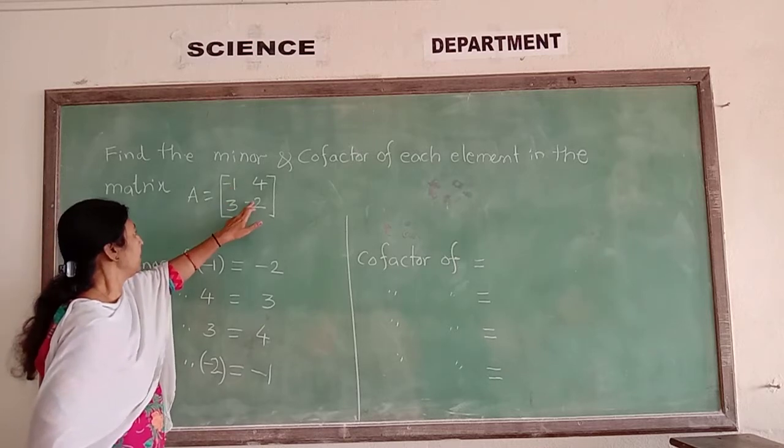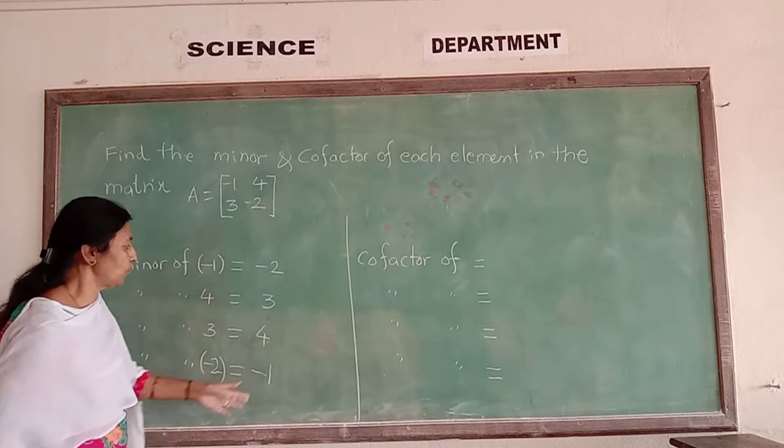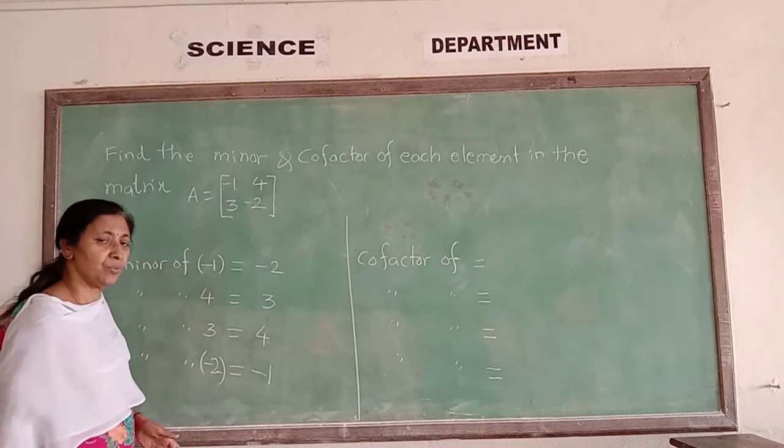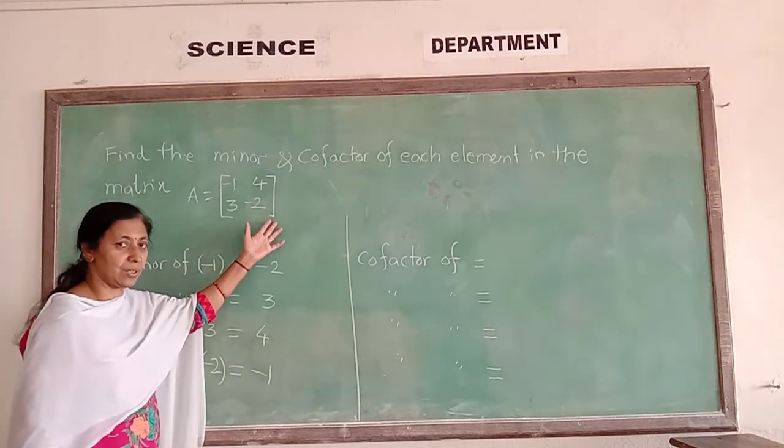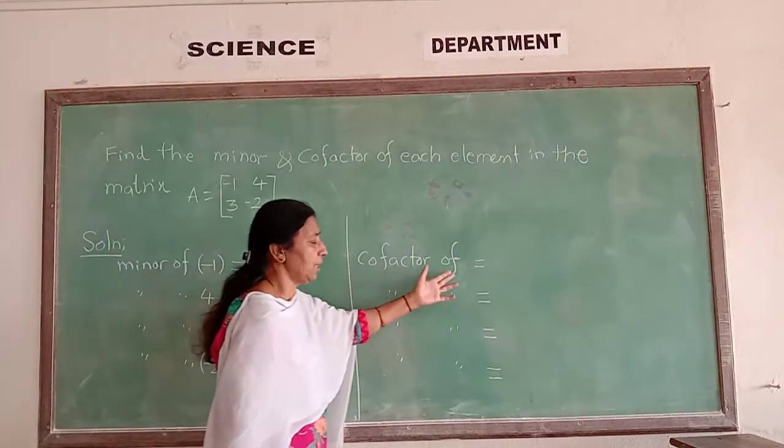Its minor is this, its minor is this, its minor is this, its minor is this. So like this, the opposite elements are the minors of each element in the 2 by 2 order matrix. Let us find the cofactor of the elements.